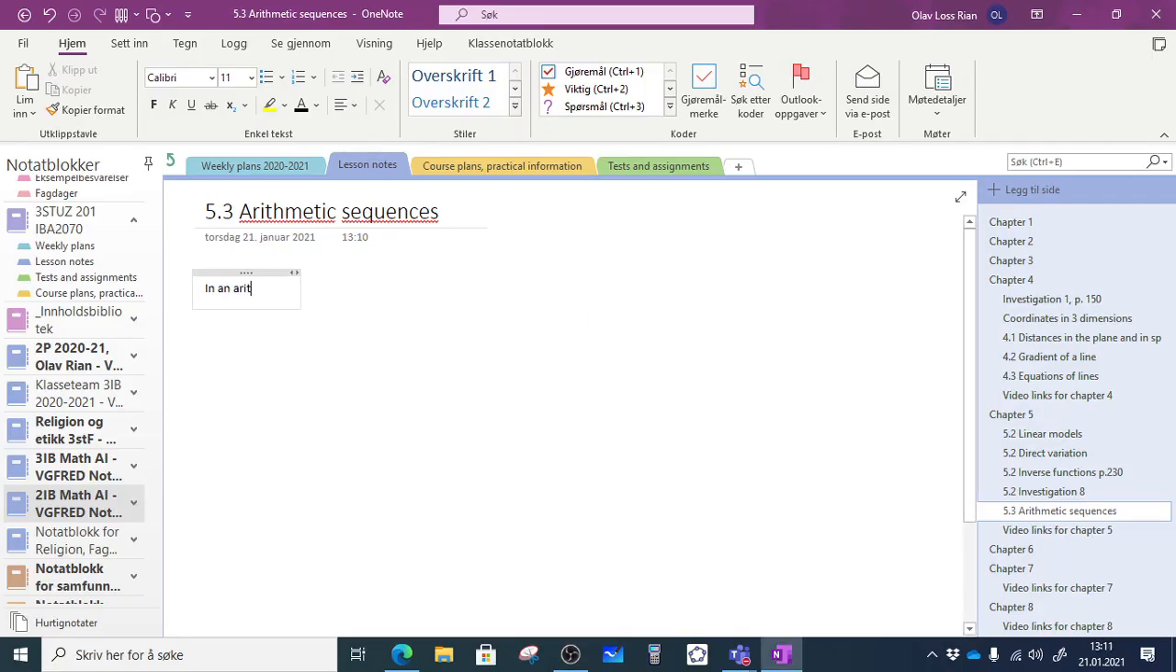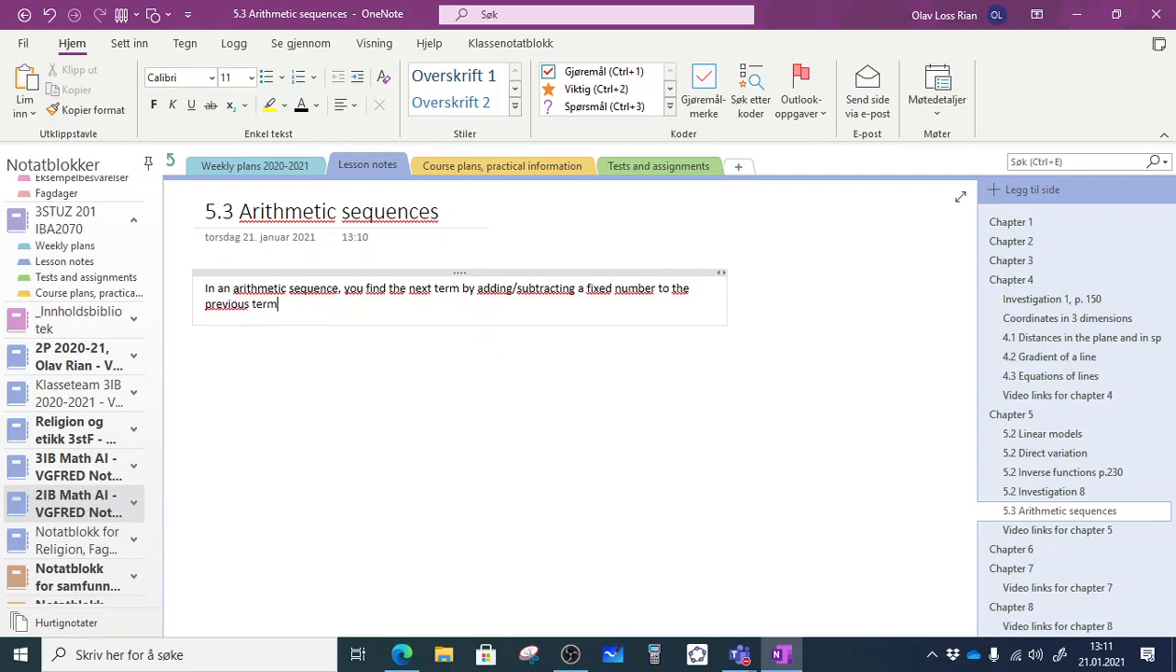In an arithmetic sequence, we find the next term by adding or subtracting a fixed number to the previous term. And this is exactly what we've seen in our example here.